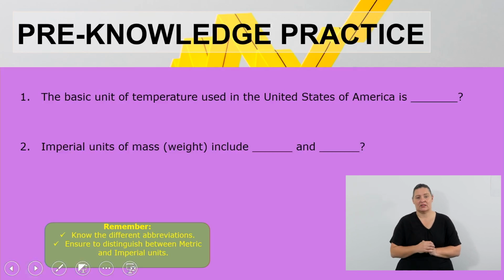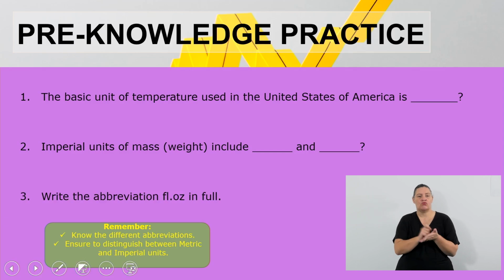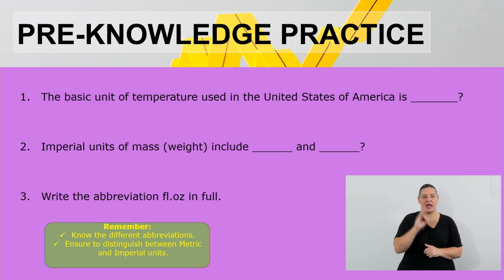All right, second question, imperial units of mass, that is now weight. What does that include? Yes, of course, that is your pounds and your ounces. And then I have one more question for you. Write the abbreviation FLOZ in full. Definitely that will be your fluid ounces.